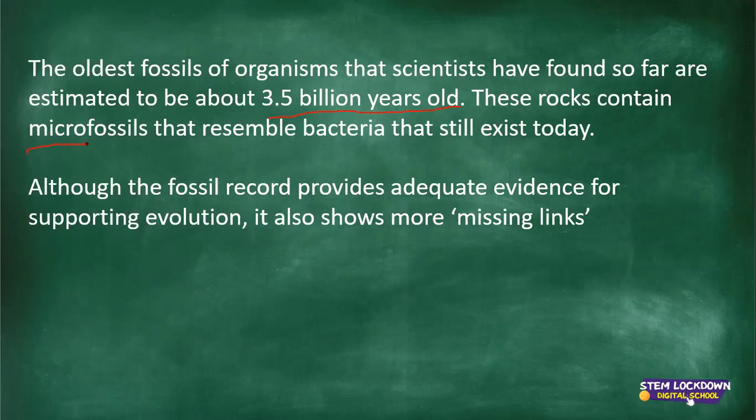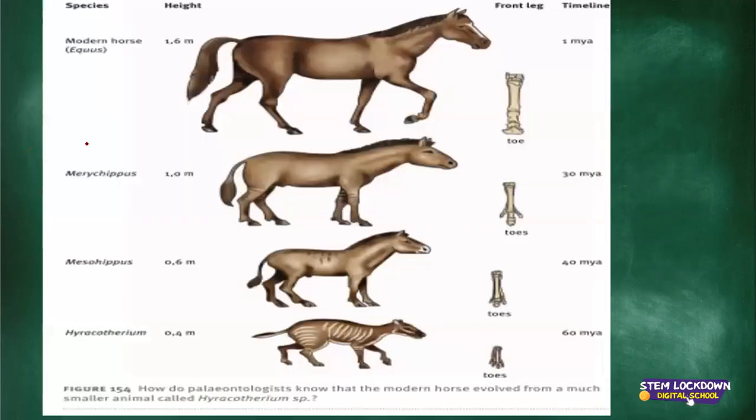Although the fossil record provides adequate evidence for supporting evolution, it also shows many missing links. So we get evidence, yes, but there are many missing links which still can't be explained. There are many things you still can't explain with evolution, although we still get enough evidence.